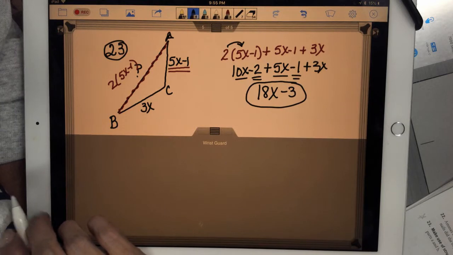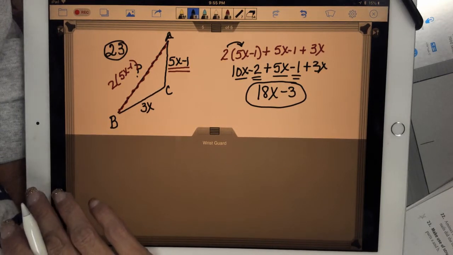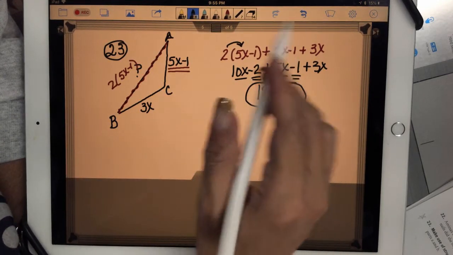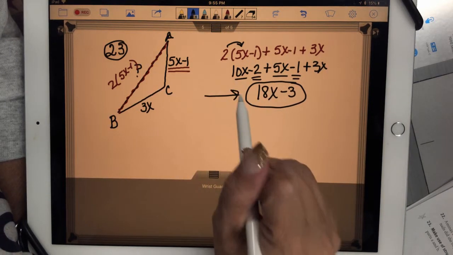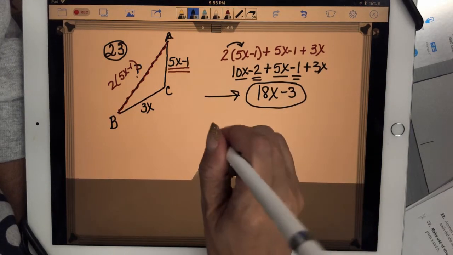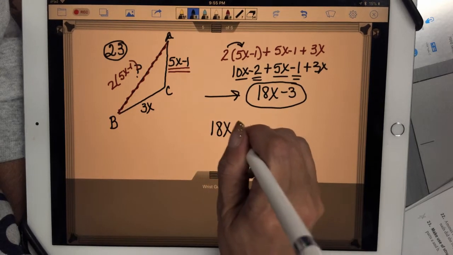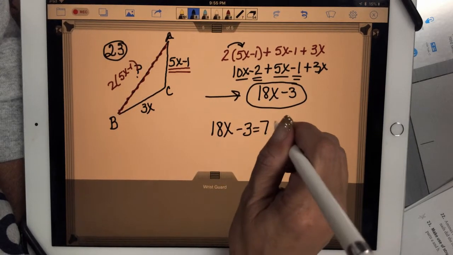The perimeter of the triangle is 78 units. What is the length of AB? Okay, so now we know that the perimeter, which is this right here, is 78 units. I just want you to solve that for x. So 18x minus 3 equals 78.